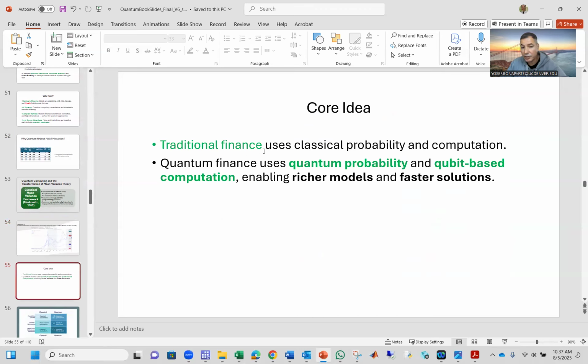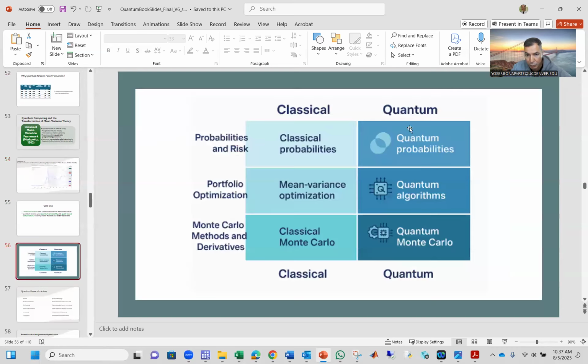So the core idea is that traditional finance uses classical probability and computation. Quantum finance uses quantum probability, which is amplitude based, and qubit-based computation. So we use superposition to optimize the problem. For example, in comparison with classical probability, here we have quantum probability, which is amplitude. For mean variance, we're going to go through an algorithm like Shor's algorithm. Classical Monte Carlo, quantum Monte Carlo. So everything will be transformed. This is a different world.